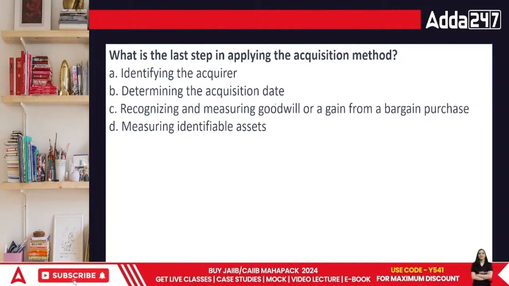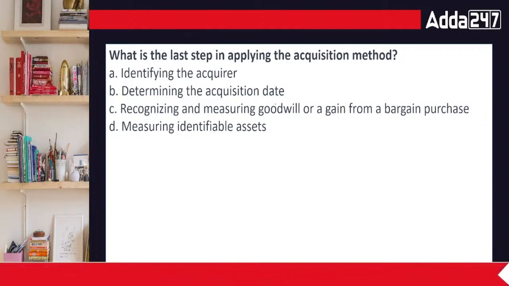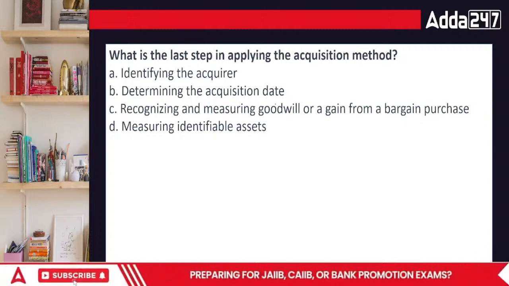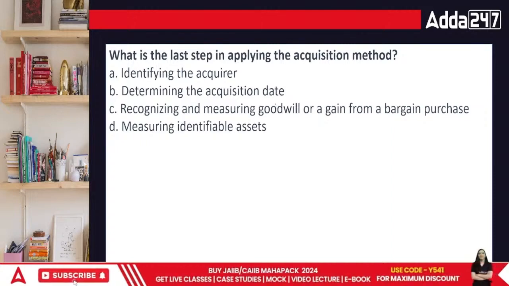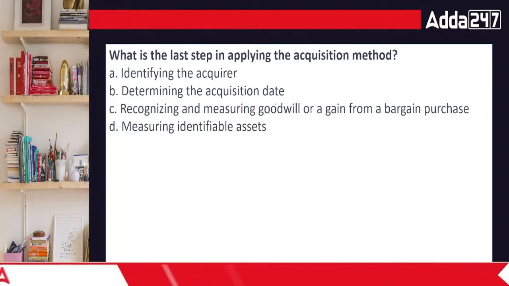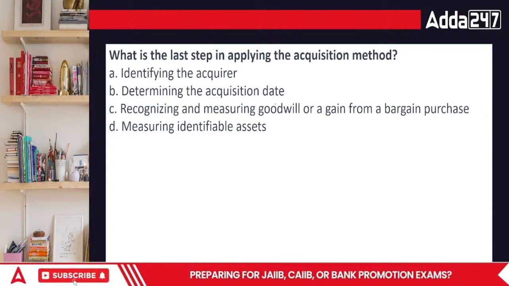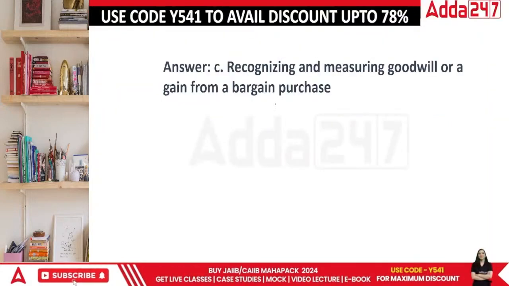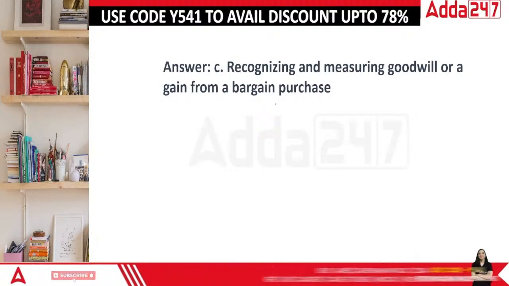Identifying the acquirer, determining the acquisition date, recognizing and measuring goodwill or gain from the bargain purchase, or measuring identifiable assets. Acquisition, everyone. Last step for acquisition. When you are buying something, the last step is when you are finalizing the thing and then you are just taking it up. But before that, what will you do? You will recognize the goodwill and you will try to find out at a good price.